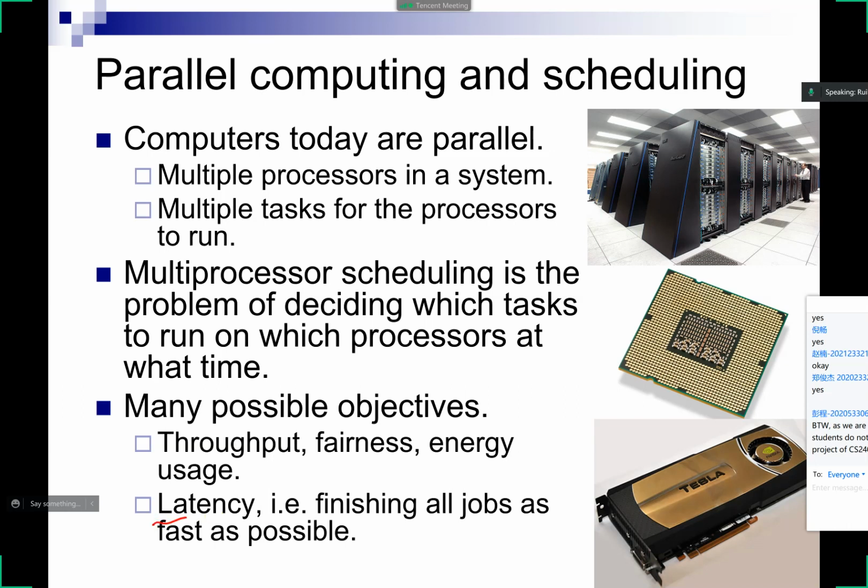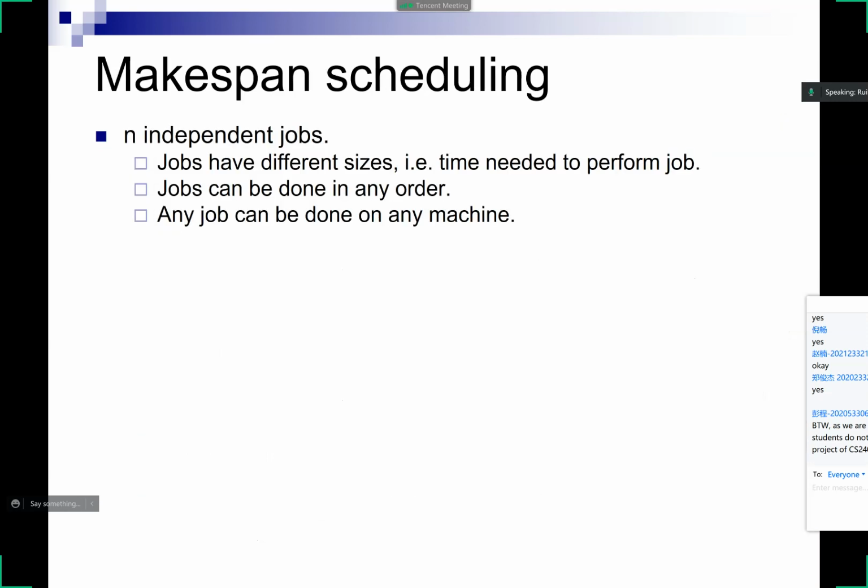There are many possible objectives. However, the one that we're going to look at today is simply latency, meaning that if you have a set of tasks, you just want to finish all of them as soon as possible. You don't care about anything else. This latency is actually called makespan in the scheduling literature. So we're going to be looking at makespan scheduling.